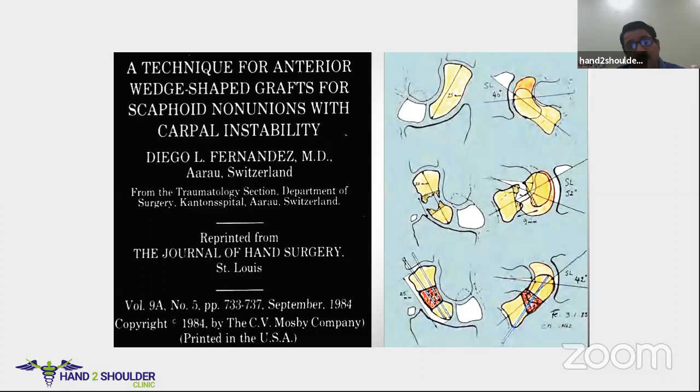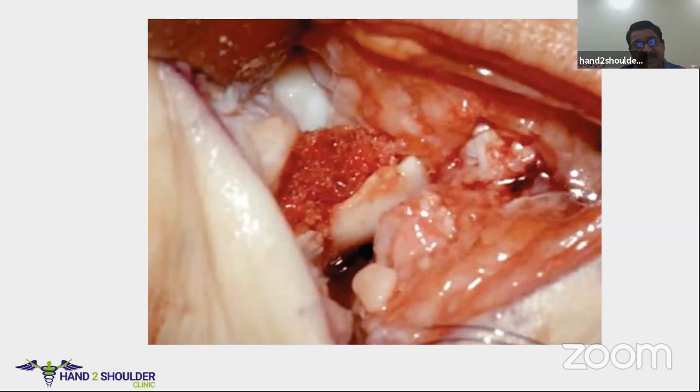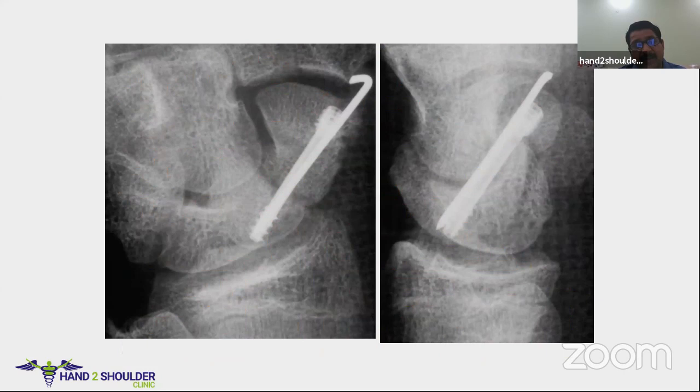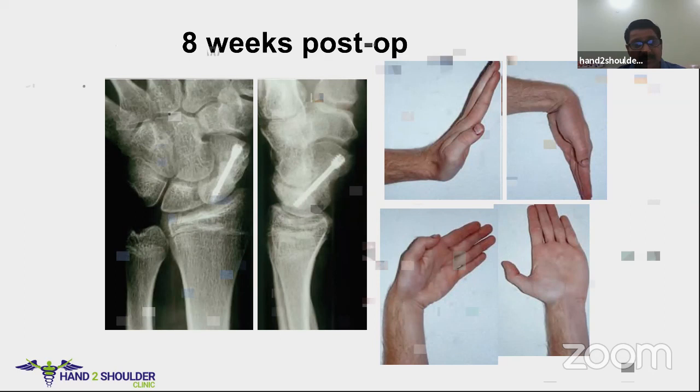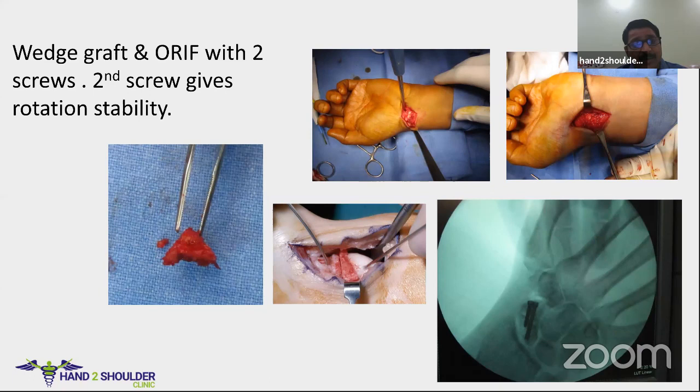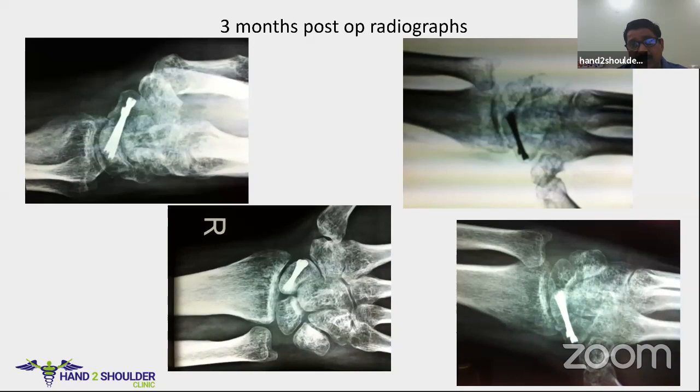Fernandez came up with a much simpler technique, the Fisk-Fernandez graft, where you put a cortical cancellous wedge-shaped graft to correct the deformity and fix it with the help of a screw. You fix it with a screw and a derotation K-wire. And at 8 weeks, you can see the union. Sometimes, if it is unstable, we can use two screws to get rotational stability. This is the same patient at 3 months follow-up, with union occurring.